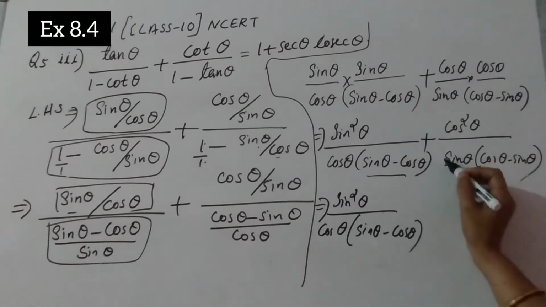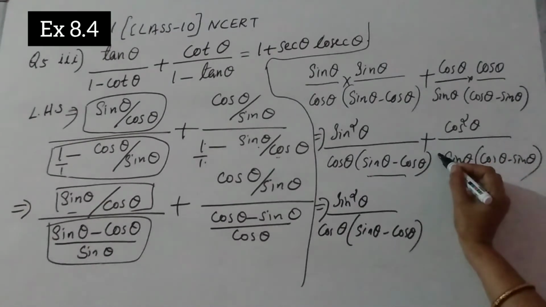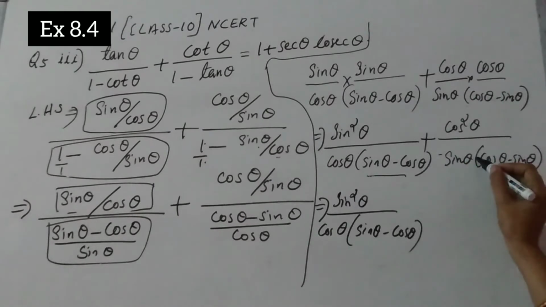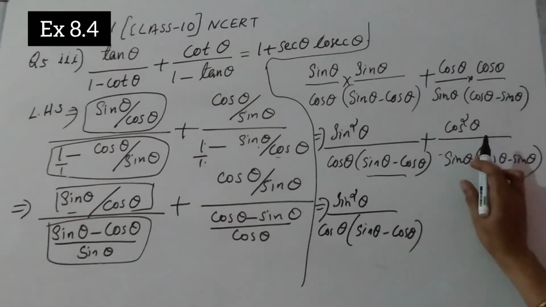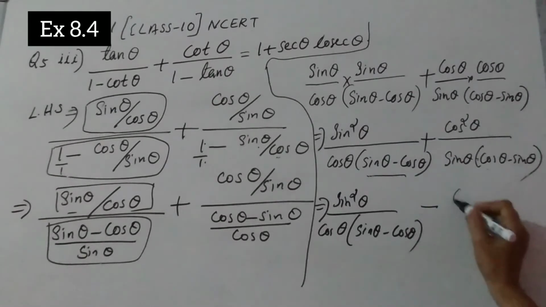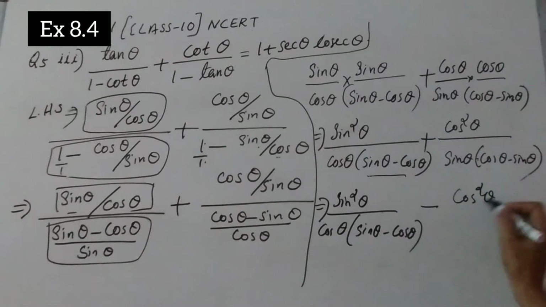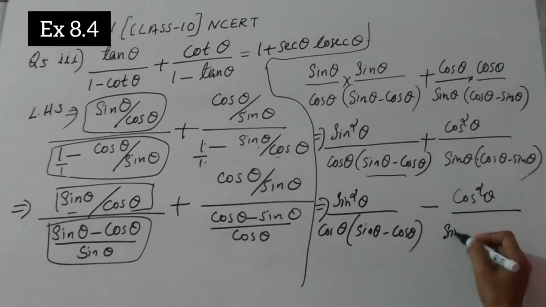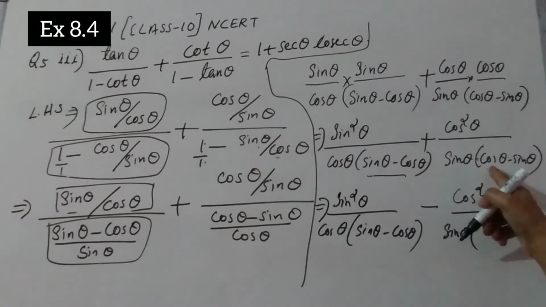If you are taking one minus sign outside, here it will become minus and this will become plus. So that minus sign I am going to take here. Okay. So cos square theta by sin theta into cos theta.